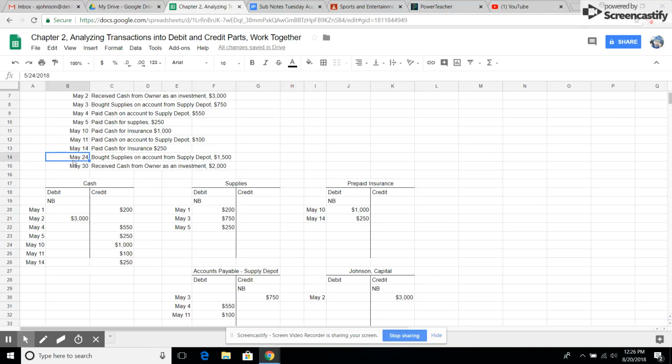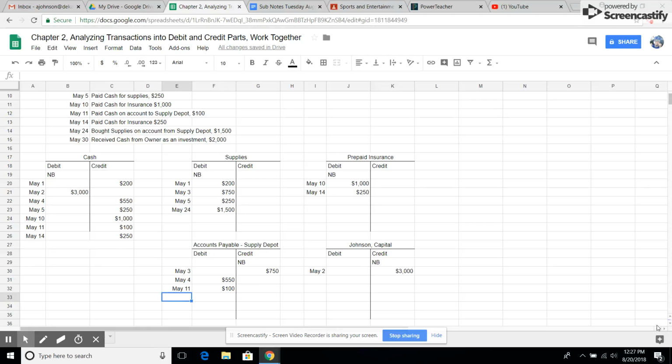May 24th, we're buying supplies on account from Supply Depot, so we're getting more supplies. We're not paying any cash for it right now. So our supplies balance is going to increase. So that is going to go on the debit side because it's the normal balance side. So $1,500 on the debit side for supplies. We are also increasing the amount of money that we owe Supply Depot. So May 24th. The increasing side of a liability account is the credit side, so we put the $1,500 on the credit side.